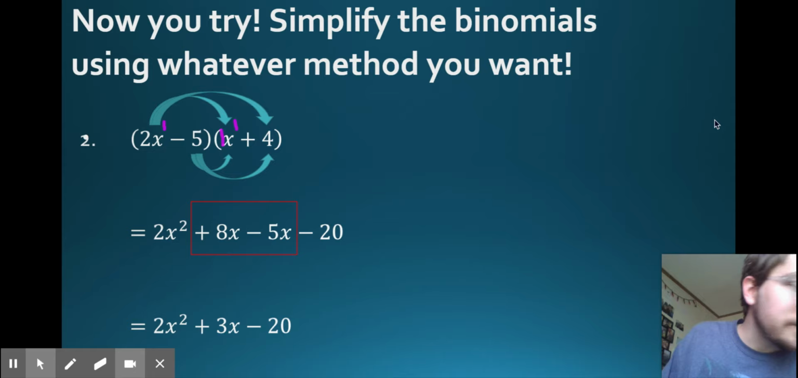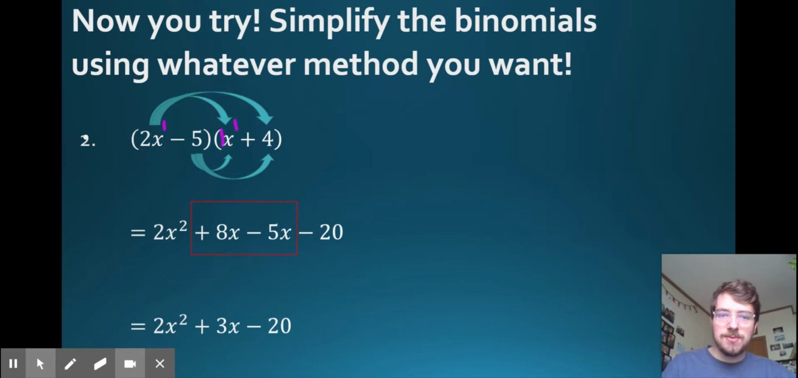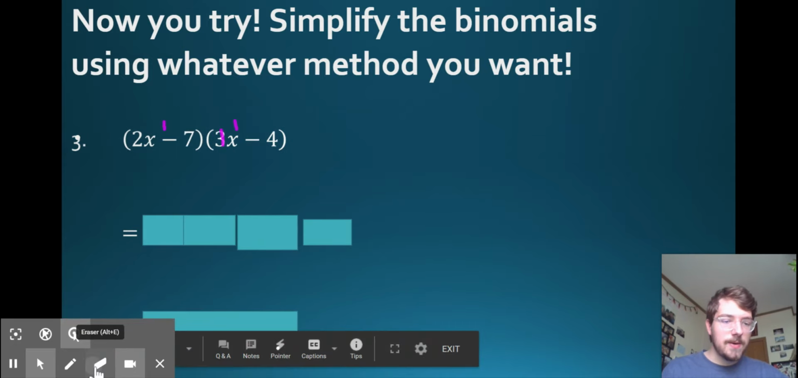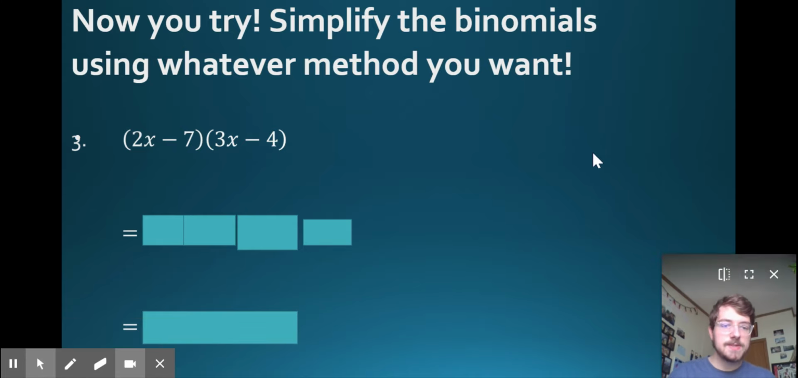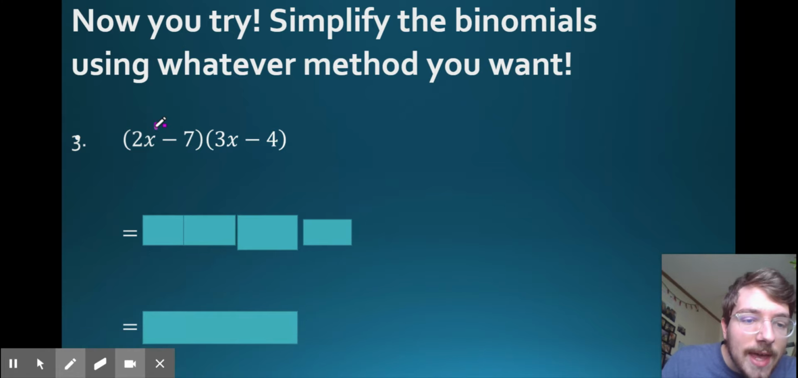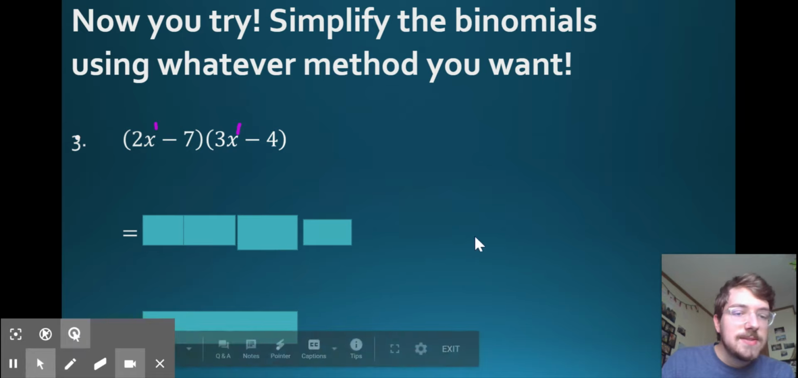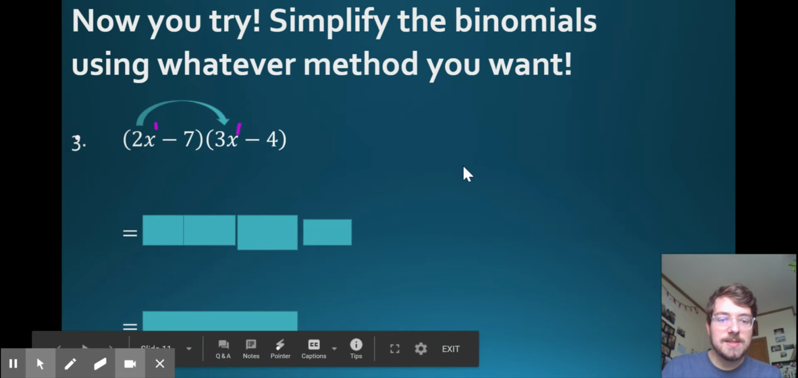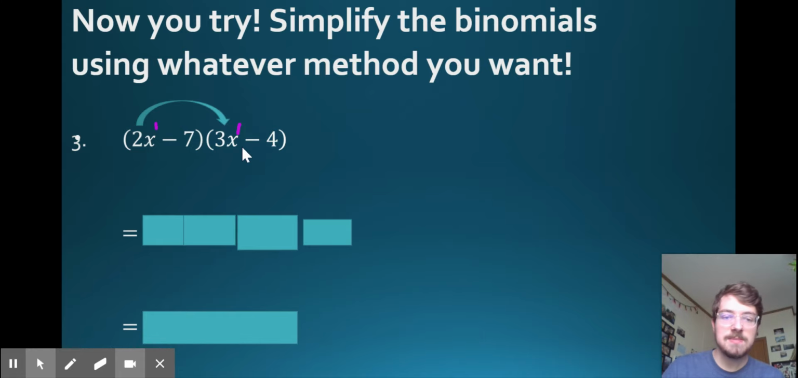Okay. Two more. Let's do two more. So now I've got 2x minus 7 times 3x minus 4. And again, don't forget my x's have got no exponents, so they've got 1s above them. So 2x times 3x, well, we did that one already, right? 2 times 3 gives me 6. x to the 1 times x to the 1 gives me x to the 2, so I've got 6x to the 2.